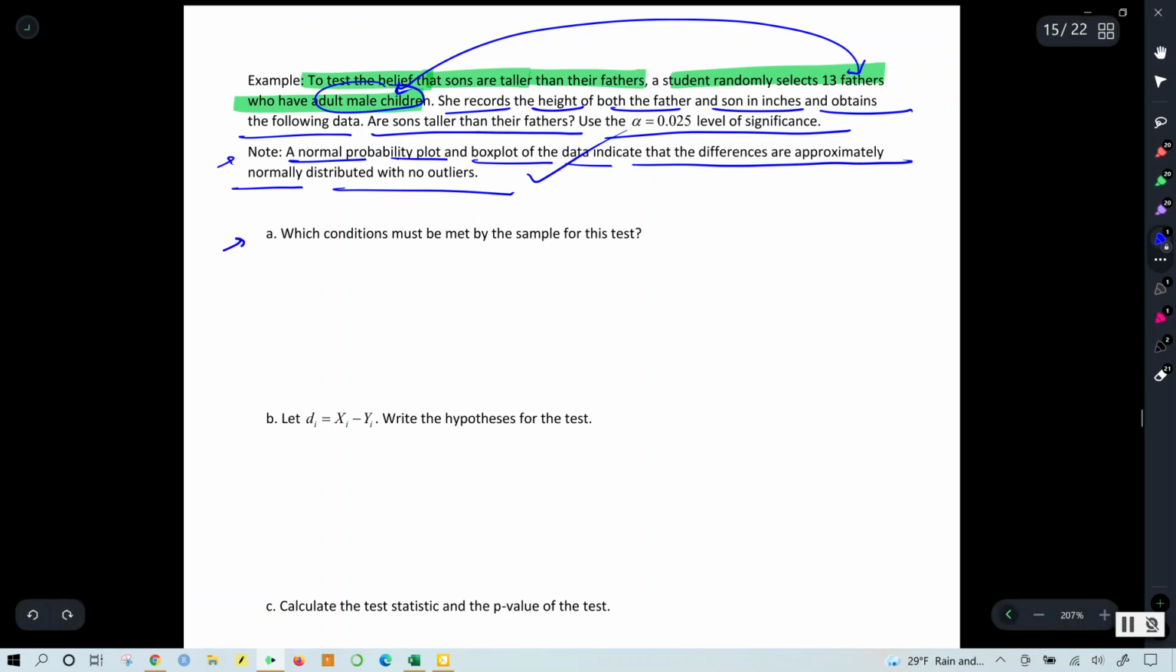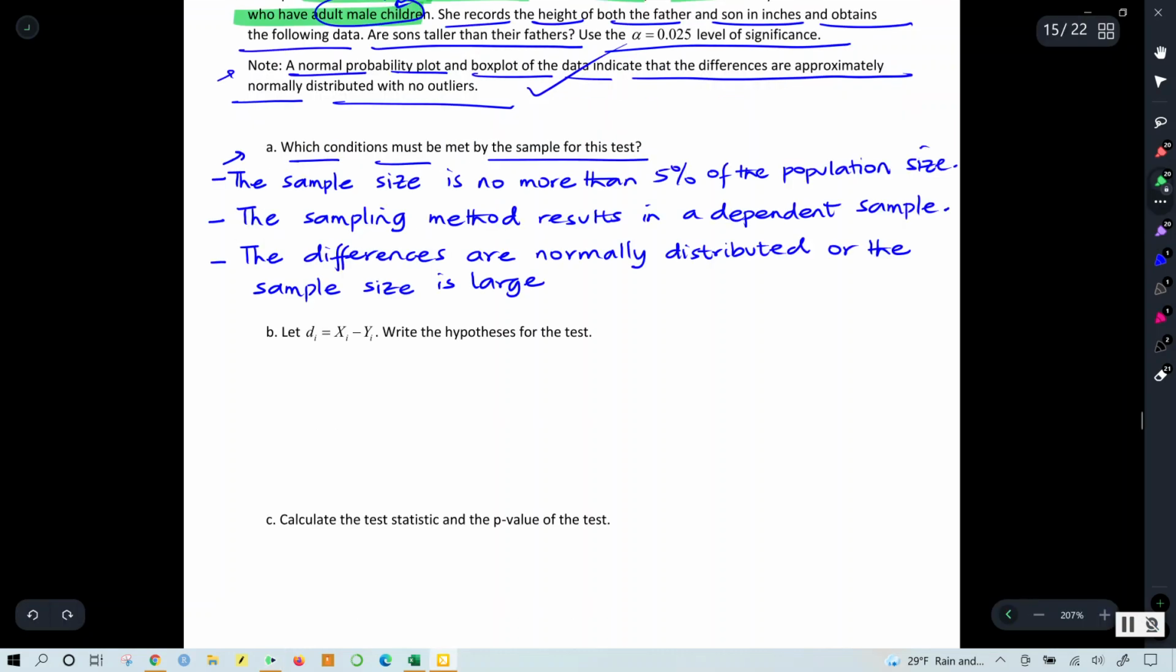So, A, which conditions must be met by the sample for this test? The following are the conditions that must be met by the sample for this test. A number of these have been specified before, so I will not bore you reading them to you. But please note them. They are very important. They can be asked on the exam, so please have them down.